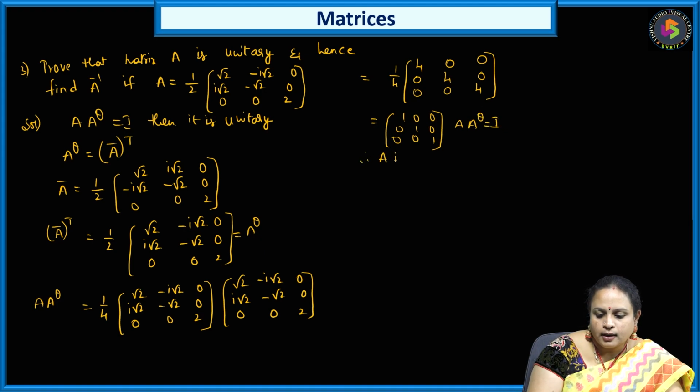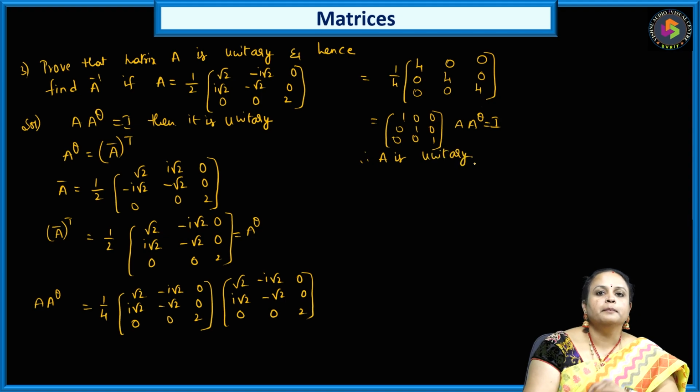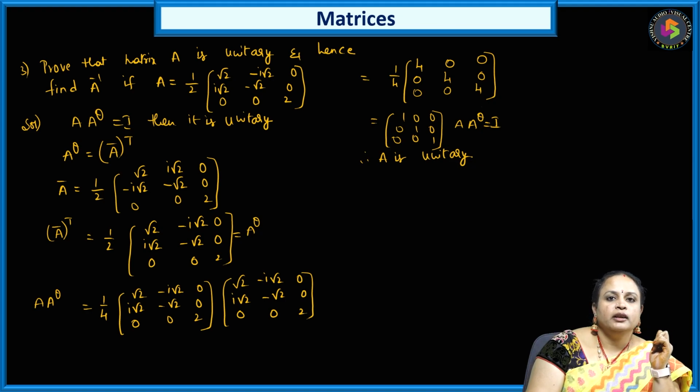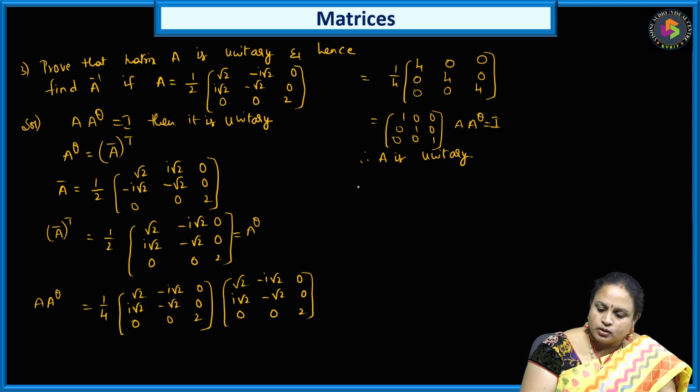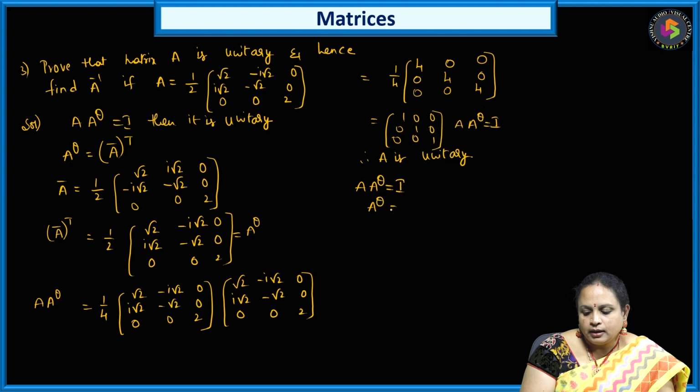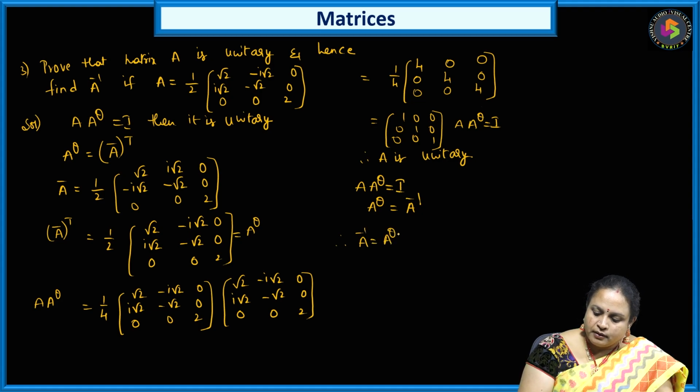Therefore, A is a unitary matrix. A into A power theta equal to I. Therefore, A is unitary matrix. Then what has he asked us to calculate? We have to find A inverse. So, A into A power theta equal to I. Therefore, what we can say? If you send this A to the other side, A power theta equal to A inverse. Therefore, we want A inverse, so A inverse equal to A power theta.